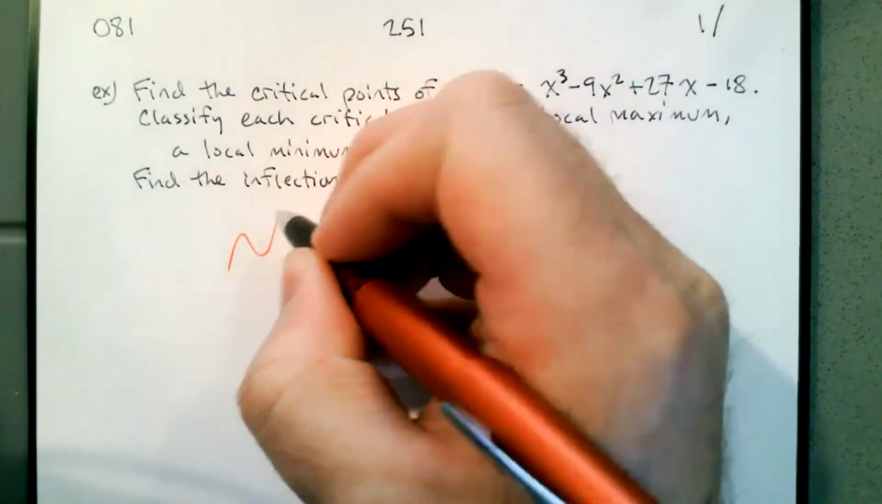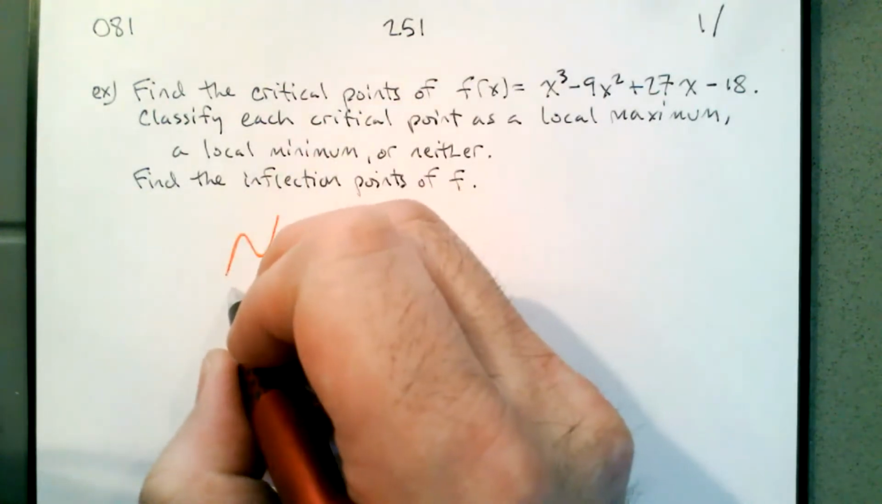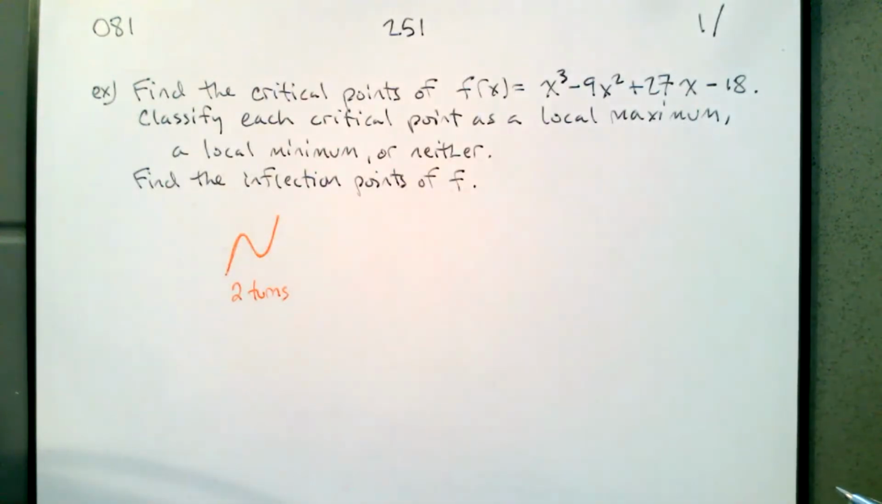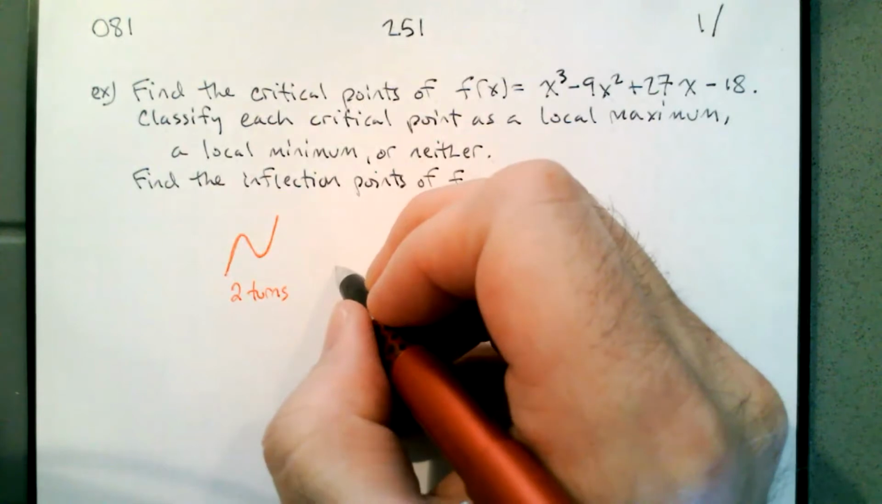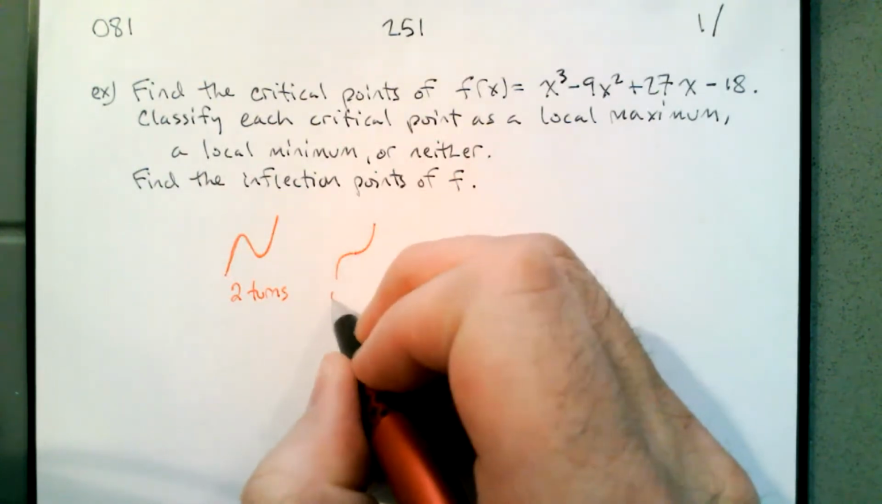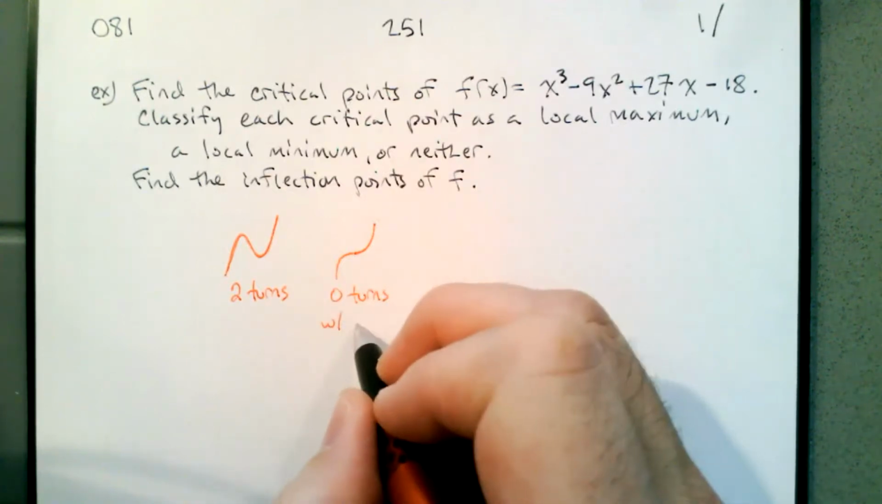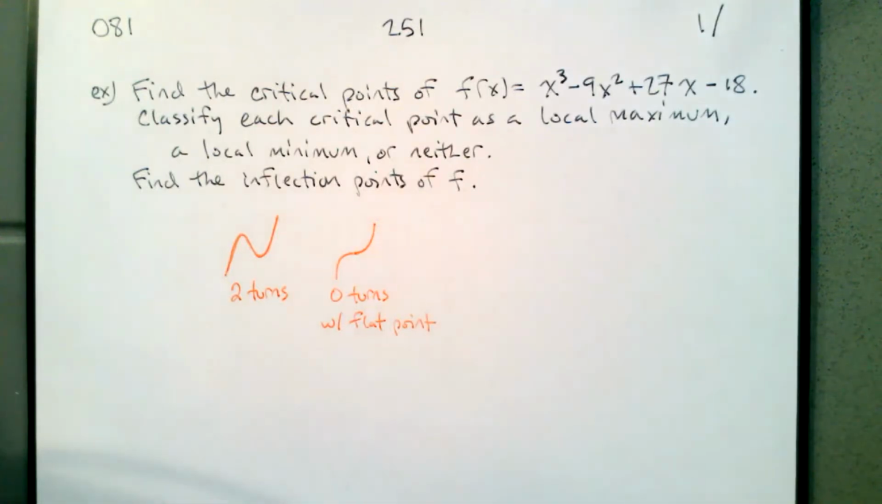So just based on the fact that we have this x cubed, the graph either goes up, down, and then up again with 2 turns, or we could have a graph that has 0 turns. 0 turns could mean that the graph goes up, flattens out, and then continues to increase, 0 turns with a flat point. Or we could make 0 turns without a flat point.